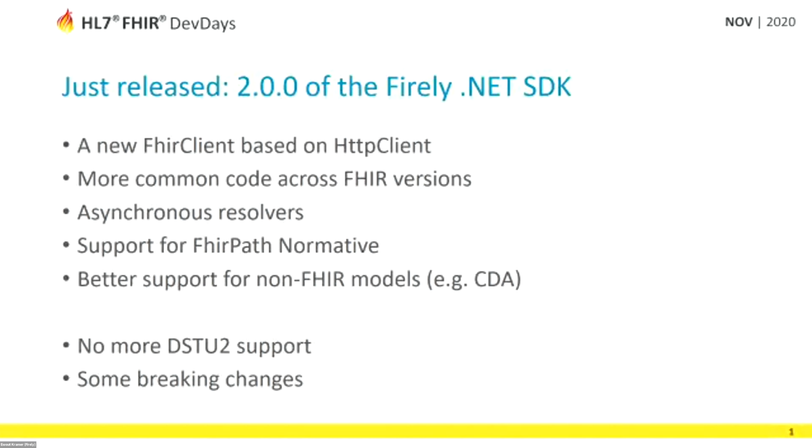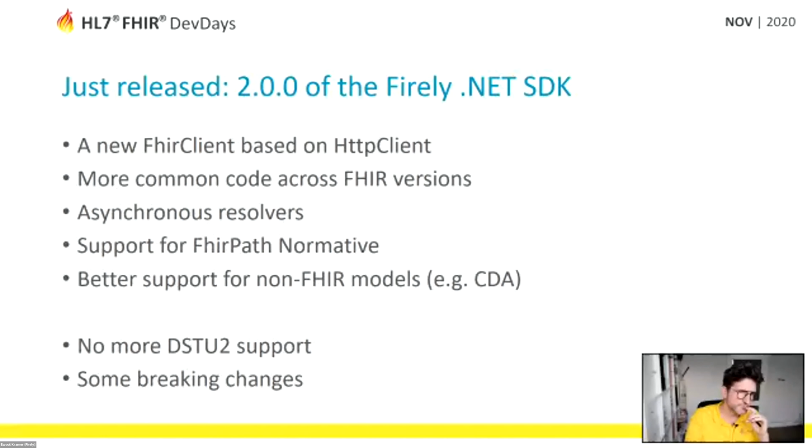Also, and that's important if you're working with multiple versions, which of course sometimes happens. If you have to build software that works with R3, R4, R5, we've made sure that more and more code can be shared between the libraries, because if you've done that, you know that you just need to download NuGet packages for each different version. And if you want to make software that works with all three versions, it's really nice now that classes like resource, meta, identifier, some of the more common data types are now in the common parts of the API. So they're shared across, which makes it way easier.